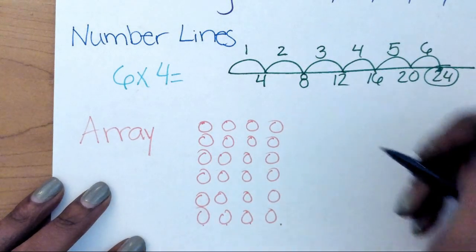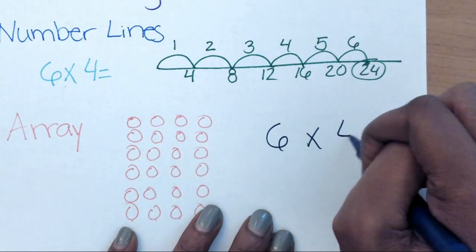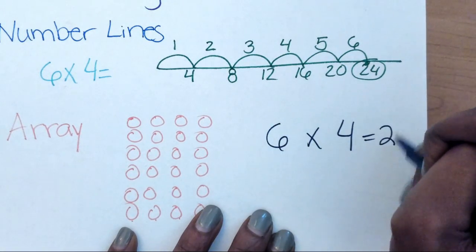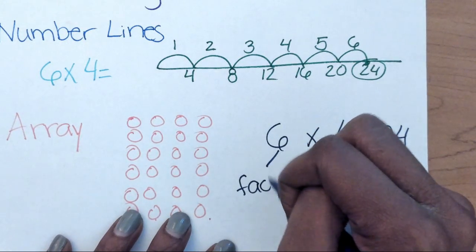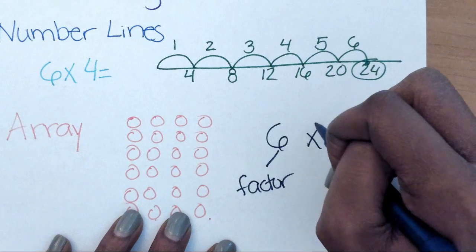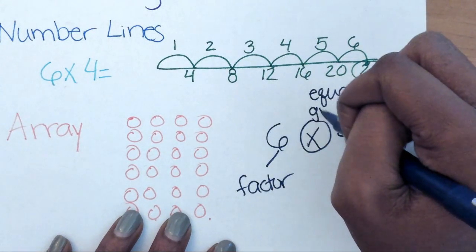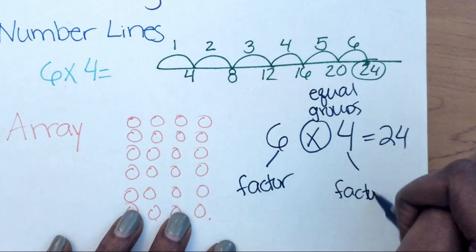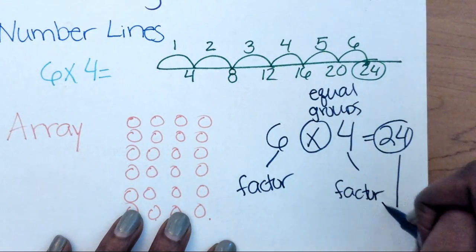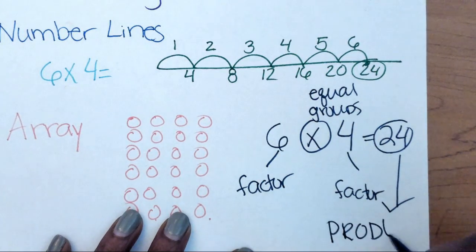One last thing before we sign off here is something to focus on with your child at home is that we are referring to these as factors. So we have a factor, equal groups of. This is also a factor, and the answer to a multiplication problem is called a product.